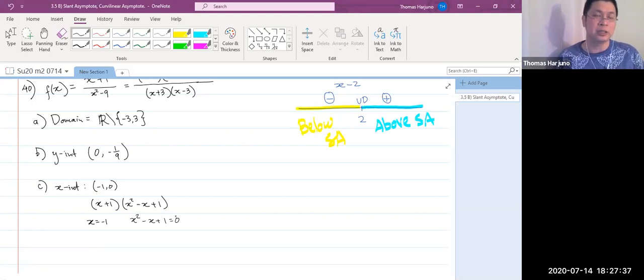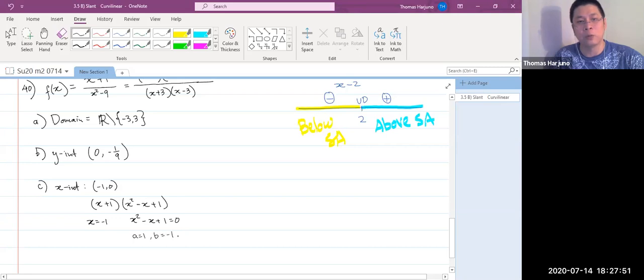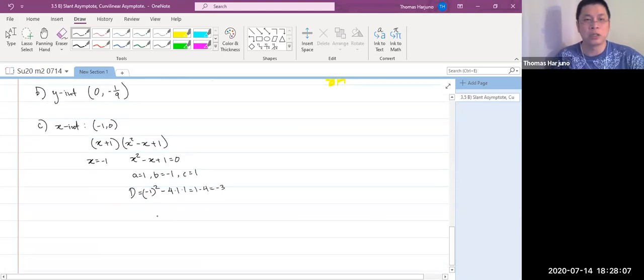You will see these 3 zeros. One of them is real. The other two are actually complex. And the complex ones actually come from here. You see a equals 1, b is negative 1, c is 1. So the discriminant is b squared minus 4ac. That's 1 minus 4, which is negative 3. So the zeros, maybe I say that here, are 2 non-real complex zeros.